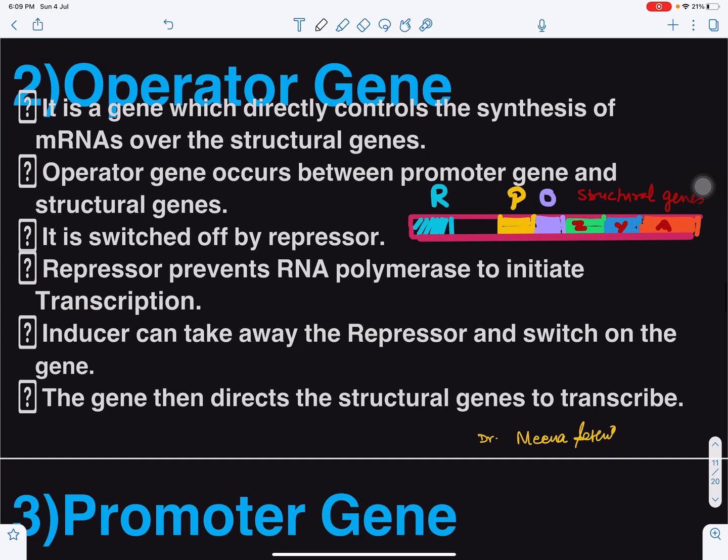Now next we'll discuss what actually the operator gene is and what its function is. Now this is the operator gene. Only this operator gene is responsible for the transcription process. If RNA polymerase is recognized and moves to the structural gene, then only the gene is switched on. So we can say this is a gene which controls the synthesis of messenger RNA over the structural gene. If this is blocked, this will not work. And if this is free, this will work and help in transcription. So this is about the operator gene.